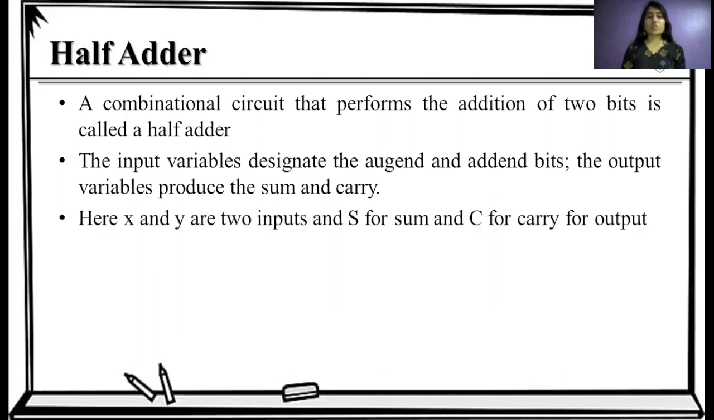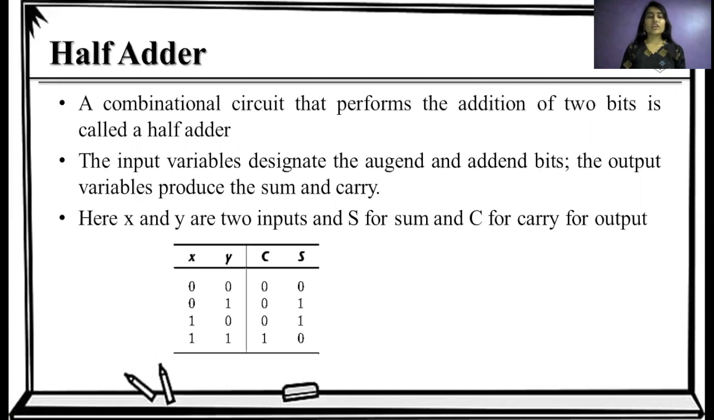Here x and y are two inputs, and S for sum and C for carry, and these S and C are outputs. For half adder, we have two inputs x and y and two outputs carry and sum. 0 plus 0, we have carry 0, sum 0. 0 plus 1, carry 0, sum 1. 1 plus 0, carry 0, sum 1. 1 plus 1, carry 1, sum 0. So here we have a truth table for this half adder.